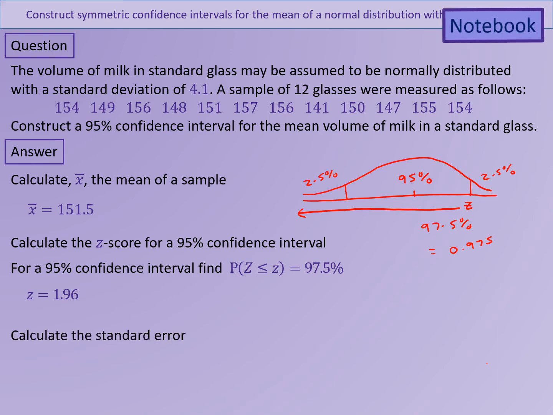We can also calculate the standard error, remembering that the formula for standard error is sigma over root n. So for this example, it will be 4.1 over root 12. You can either leave this for now as 4.1 over root 12, or you can calculate it to a sufficient number of decimal places, 1.184.